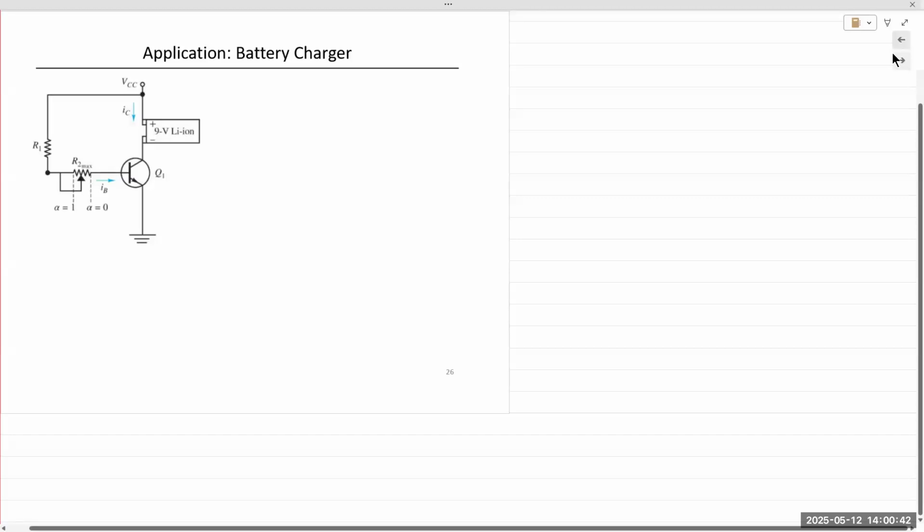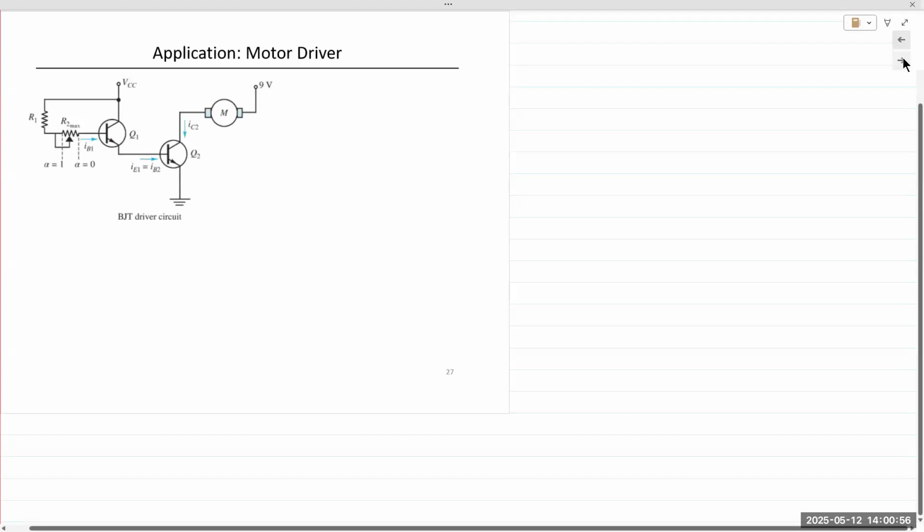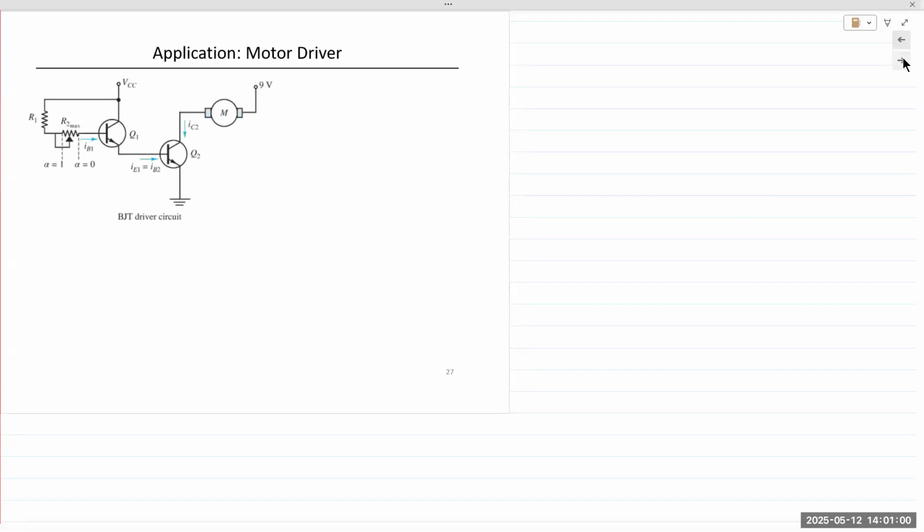Another one is a battery charger. Similar application, depending on the bias and depending on the value of the voltage level of the battery, the transistor would turn on or off. And then lastly, it's a motor driver. Motors, DC motors, would require a large amount of current to flow through itself. And so we typically use transistors and MOSFETs to drive a DC motor.